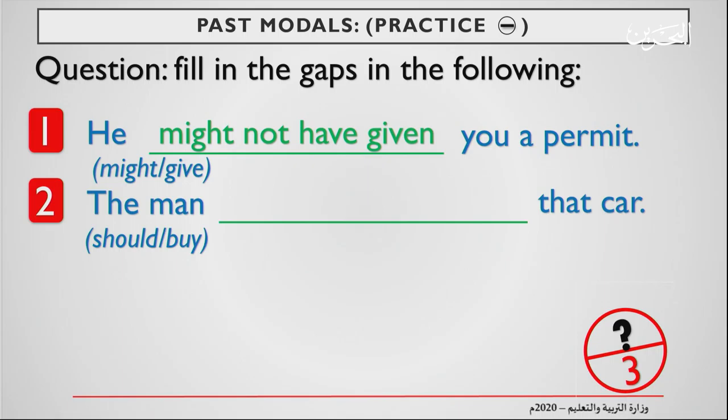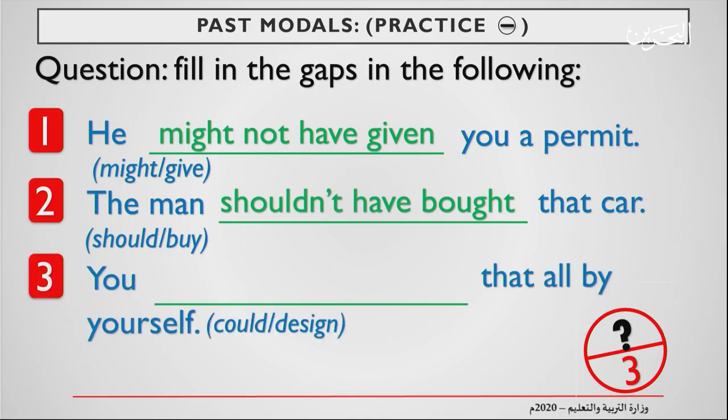Let's check the answer. The answer is shouldn't have bought. Shouldn't have bought. All right. Number three. You, gap, that all by yourself. Could and design. 5 seconds. Let's check the answer. The answer is you couldn't have designed that all by yourself. All right. Give yourself a mark of three and let's carry on.